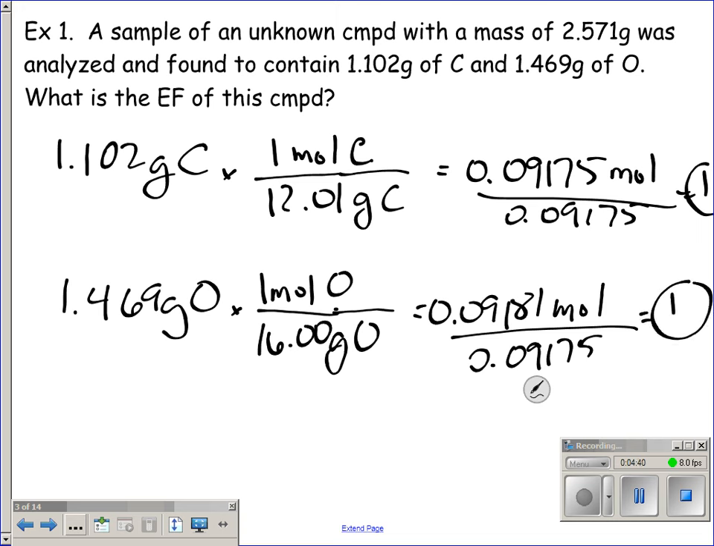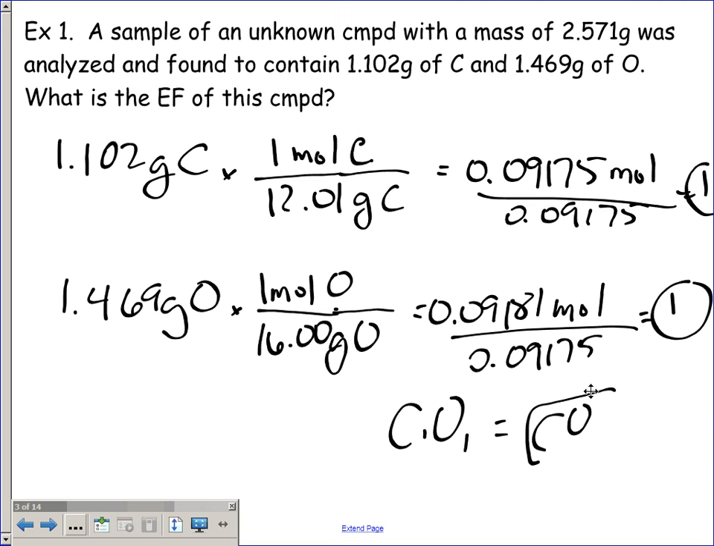It's roundable because it's not too significantly far away from the whole integer. So that one's easy. The ratio is 1 to 1. Carbon 1, oxygen 1, which, it looks stupid to write the 1, so we just write CO. So that is carbon what? Monoxide. All right, cool. So this empirical formula is already kind of embedded based on the ratio we achieved here. No need to multiply at all.